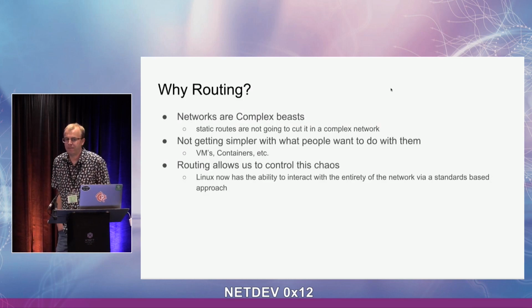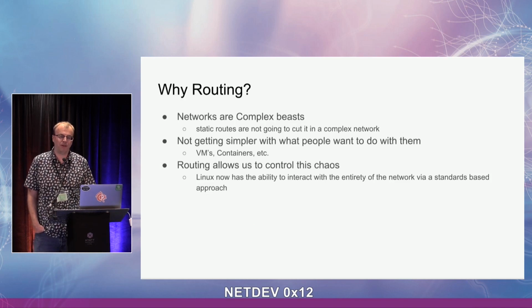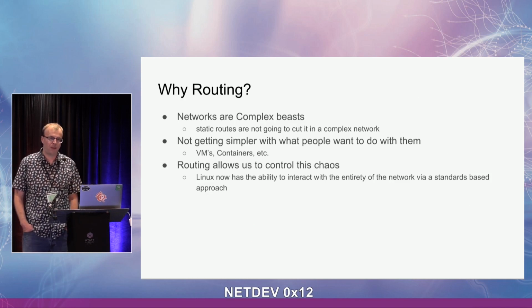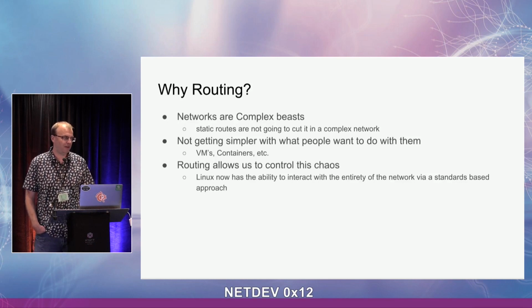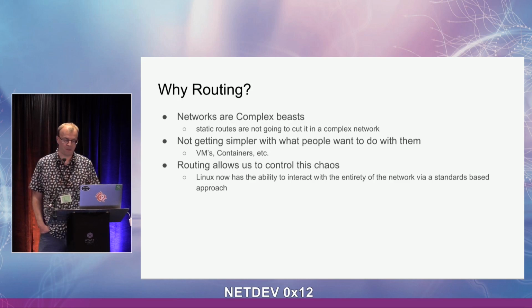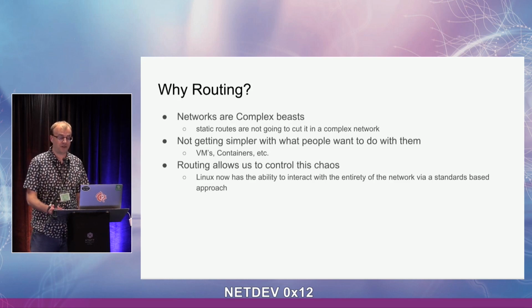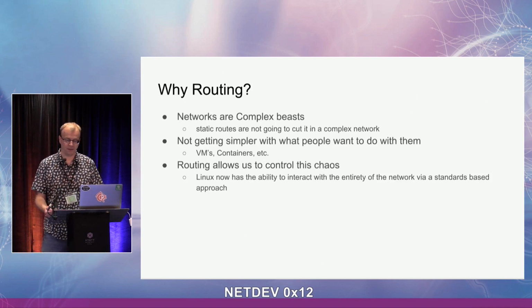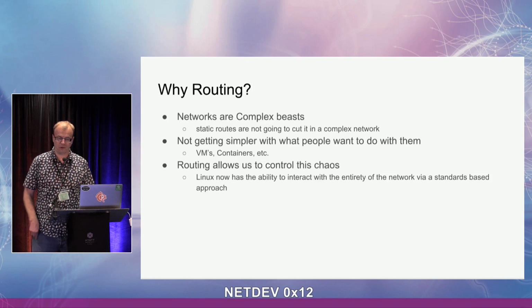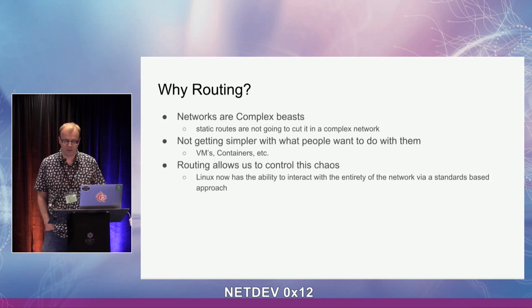So why routing? Networks today are becoming increasingly complex, and just adding a static route isn't going to cut it for connecting computers together. And additionally, networks are not getting simpler. With things like VMs and containers, you're actually starting to need the ability to route between VMs on the same host. FRRouting allows you to do that. So routing allows us to control all this chaos that can happen in a network.